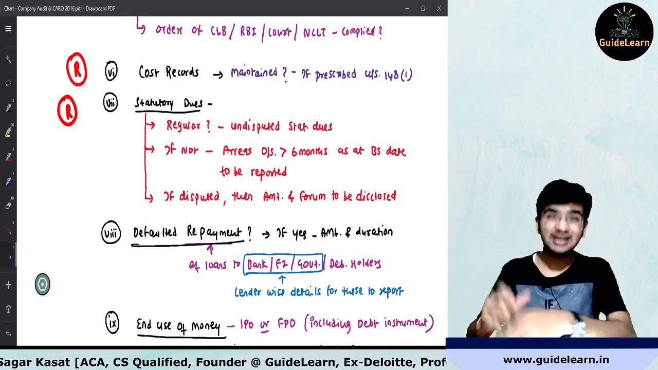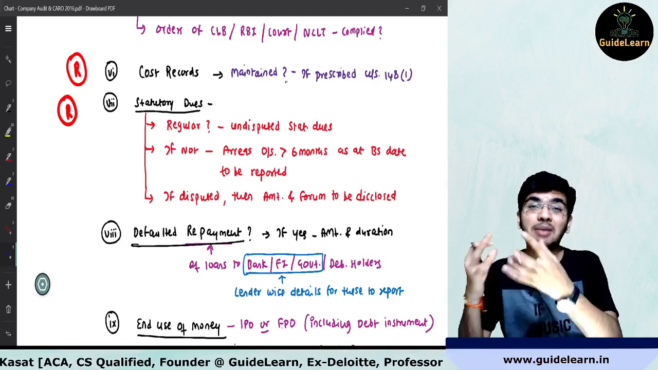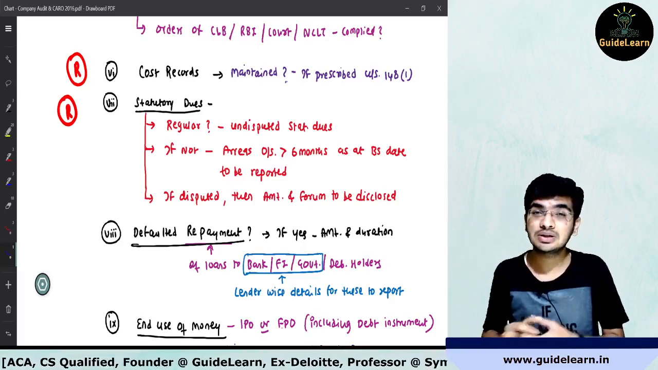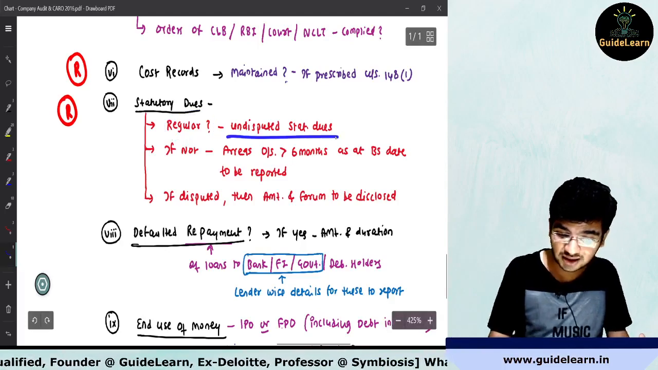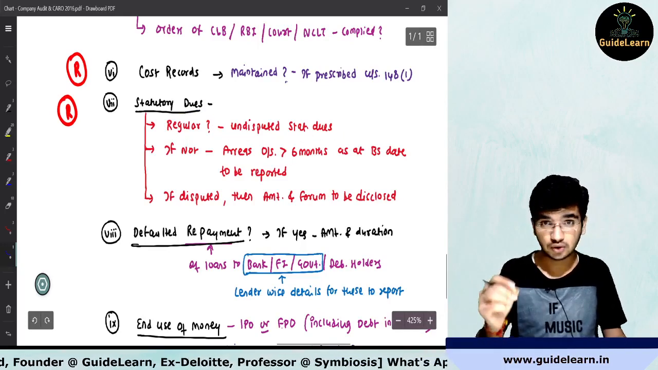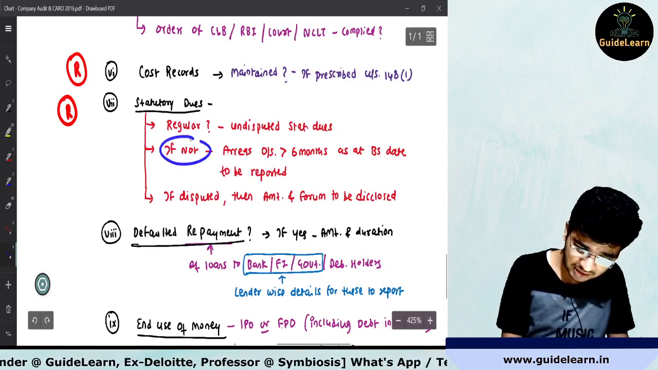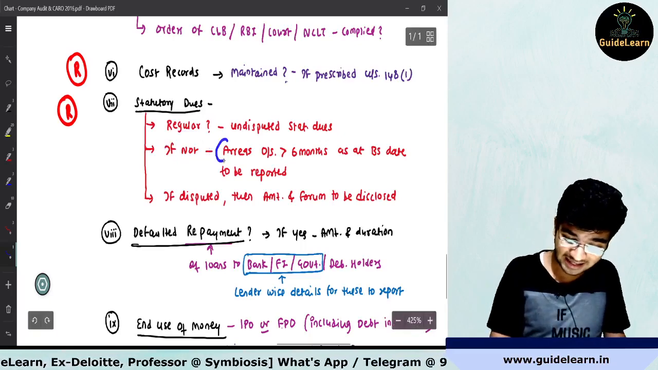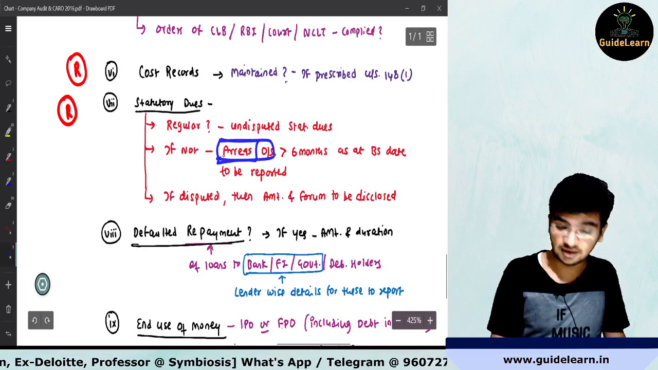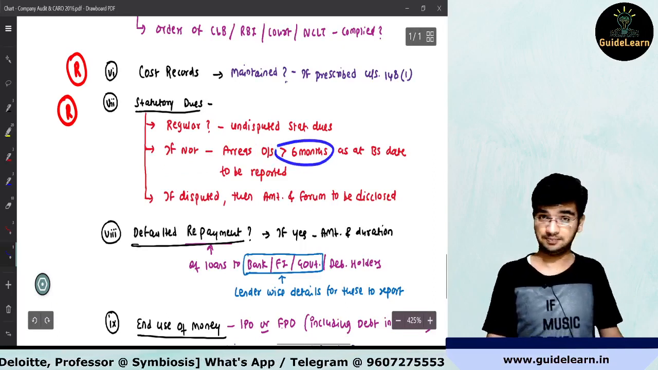So if the company is regular in making the payments of undisputed statutory dues, that has to be checked by the auditor. So whether the company is regular in payment of undisputed statutory dues, yes or not. Second thing, if not, then any of such statutory dues which are arrears, means which are outstanding for more than 6 months. That is very important, guys.